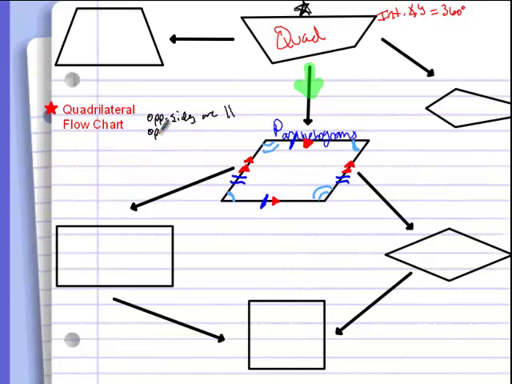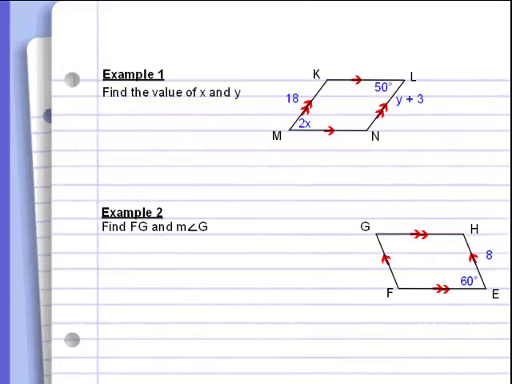We're going to say opposite sides are congruent. We're going to use the congruent symbol, so we don't have to write out the word congruent. We are going to say that opposite angles are congruent. Okay? So those are the 3 properties that we have for a parallelogram. We're going to go back to our notes and start solving these.